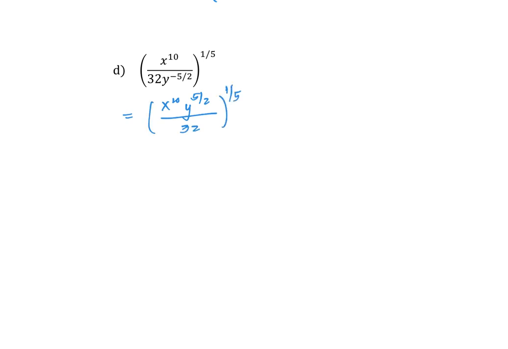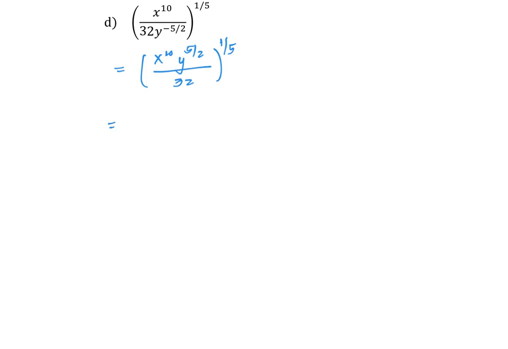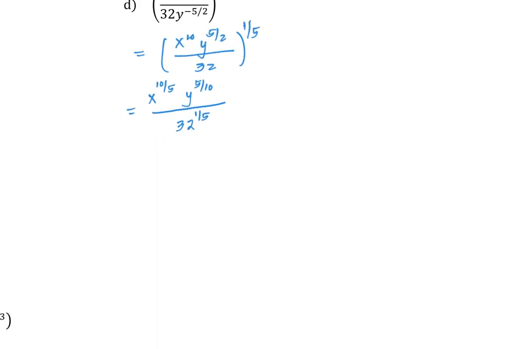There's nothing else I can do within the parentheses, so I'm going to get rid of them by distributing that 1/5 exponent. So when we distribute, remember we're multiplying exponents. So the x is going to be 10 over 5. The y is going to be 5 over 10. Normally I wouldn't write this. I would just write x squared and y to the 1/2. But remember that 1/5 exponent also goes to the 32 in the denominator. Again, oftentimes people forget that.